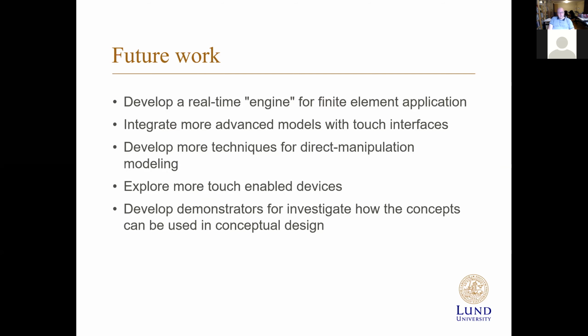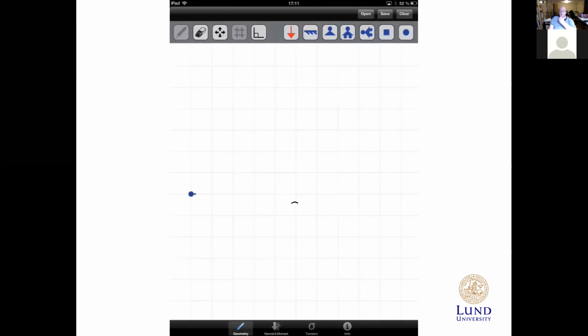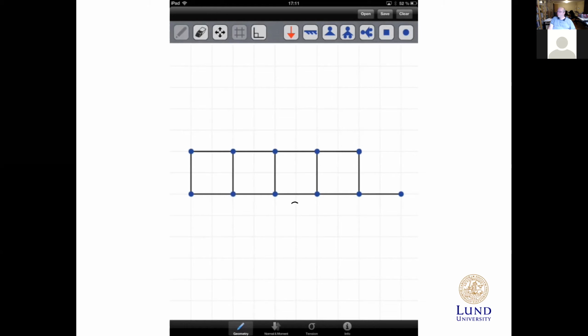So this is an example of this application here. You draw with your fingers. Basically you put the finger down and then you draw, and it creates a node and a line between them. And the nodes are added automatically, so you don't have to first create the nodes and then the lines. It will automatically create the structure.